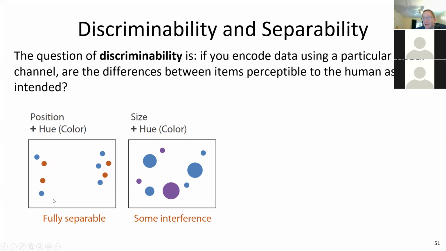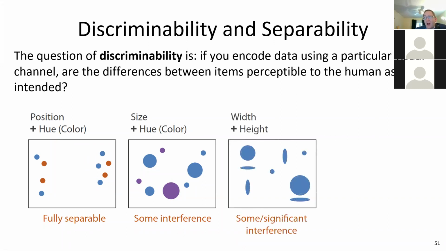In fact, when we look at this, we'll talk about pop-out effects. If I say pick out the red circles, you don't even have to scan the scene. You just see them automatically. There's some interference with size and hue. With height and width, there's pretty significant interference. If I want to find only the tall circles, you would have to pick out this one, this one, this one, not this one, but I want to see it, right? The two different dimensions collide with one another.